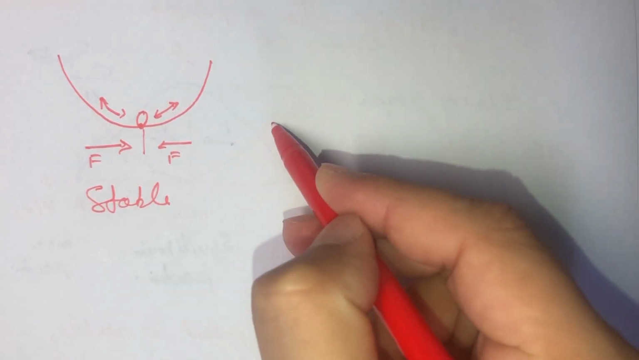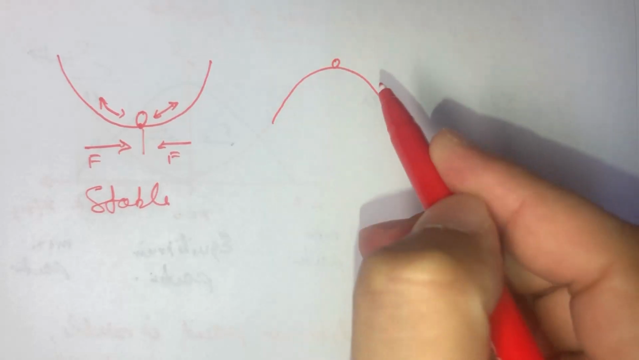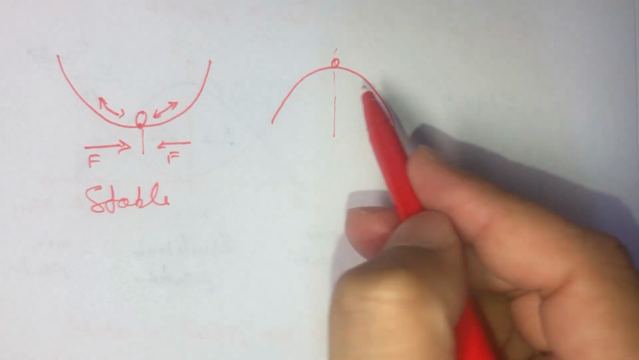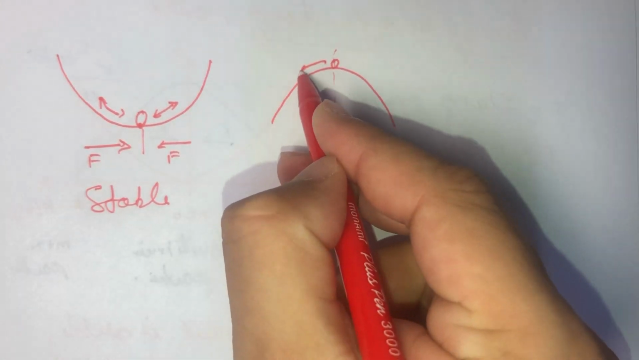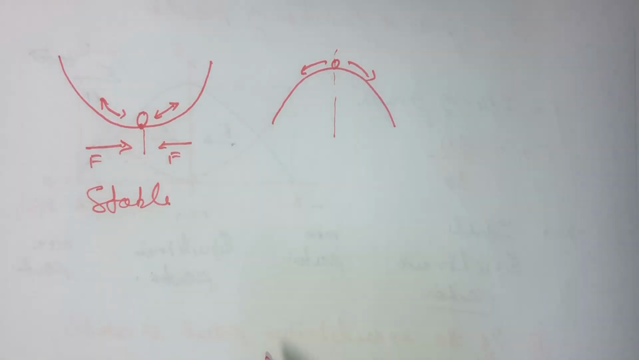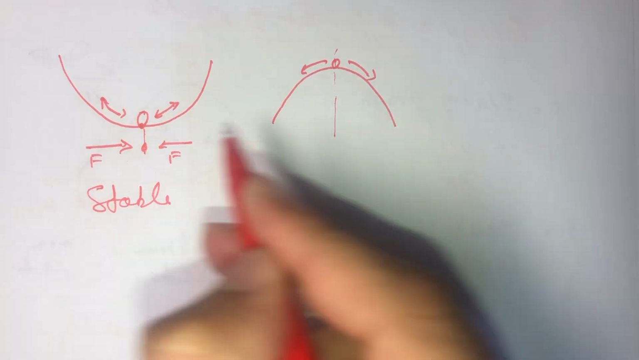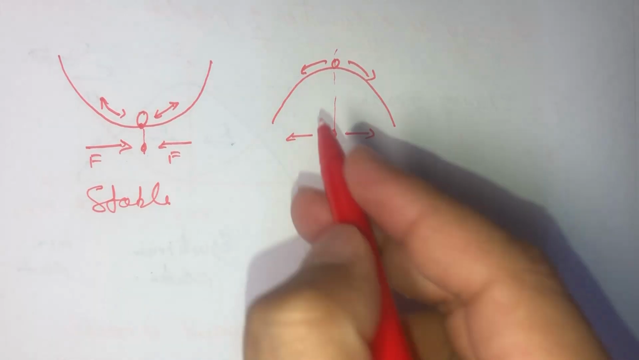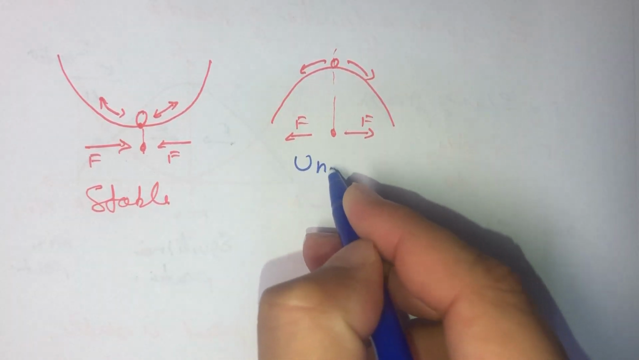And now, this is our object, and we have a mean position, and in case we give a slight disturbance to it, it is going to move in either direction, and the forces which will be acting will be in the opposite direction. So this is our force acting on the object. So this is our unstable equilibrium.